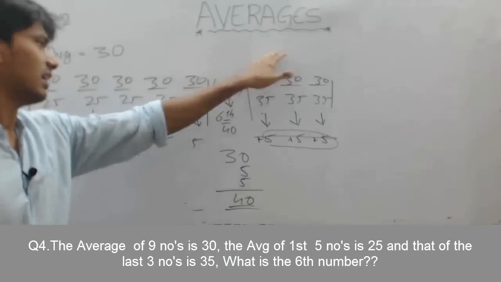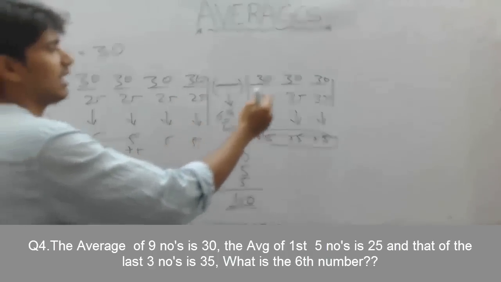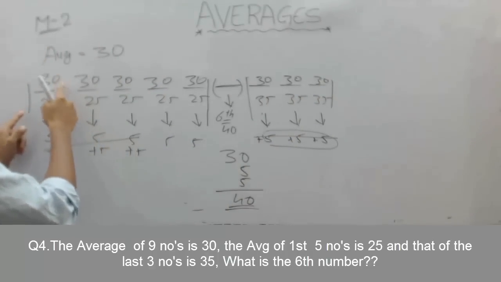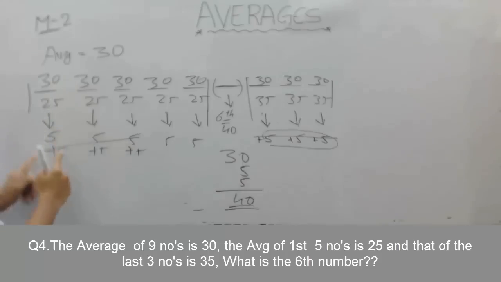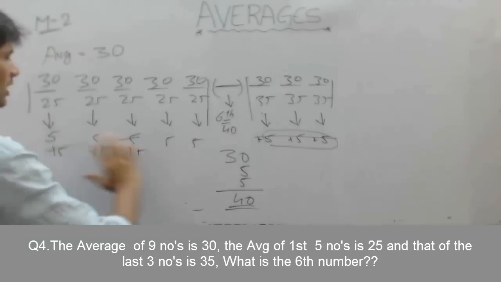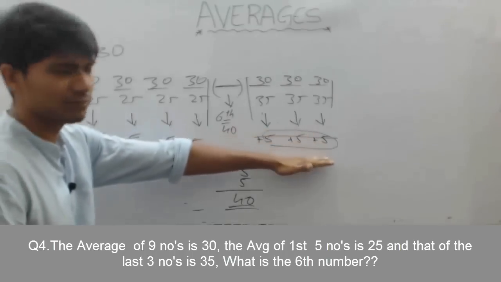Actual average is 30. Instead of that he has given that the average of first 5 numbers is 25 and the average of last 3 numbers is 35. So here instead of 30 he has given 25. So 5 less. For all the first terms 5 less. So totally here it is 25 less, and here is 15 more.